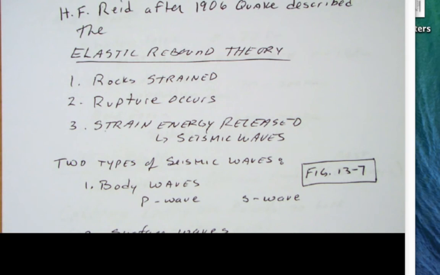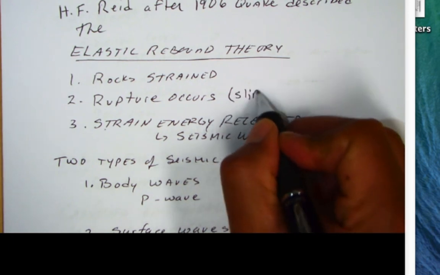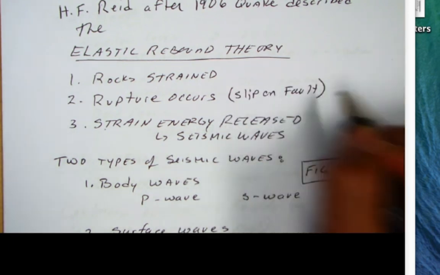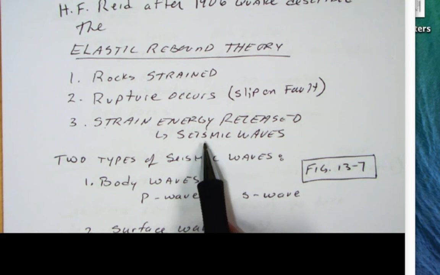And he determined that first, well, in fact, he determined this elastic rebound theory. And there's three steps. Rocks are strained first, then you get that rupture to occur. And really the rupture is the slip on fault. Once that rupture occurs, that energy that was accumulated in the minerals, in the rocks, is released. And it's released in the form of earthquake waves, seismic waves. So remember, seismic means earthquake.